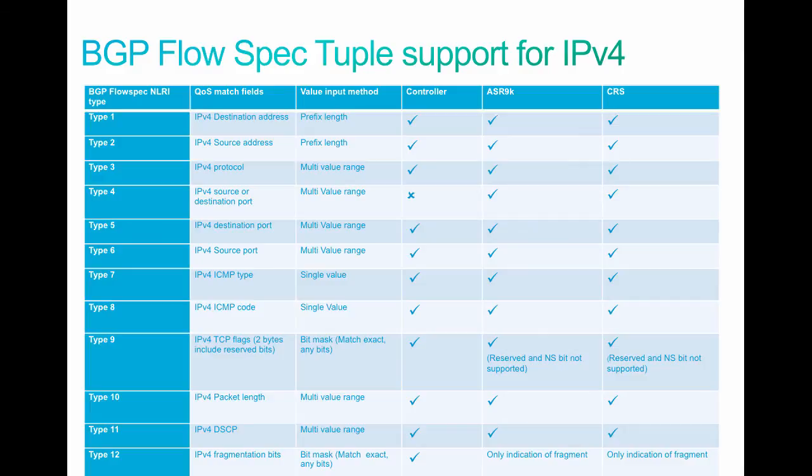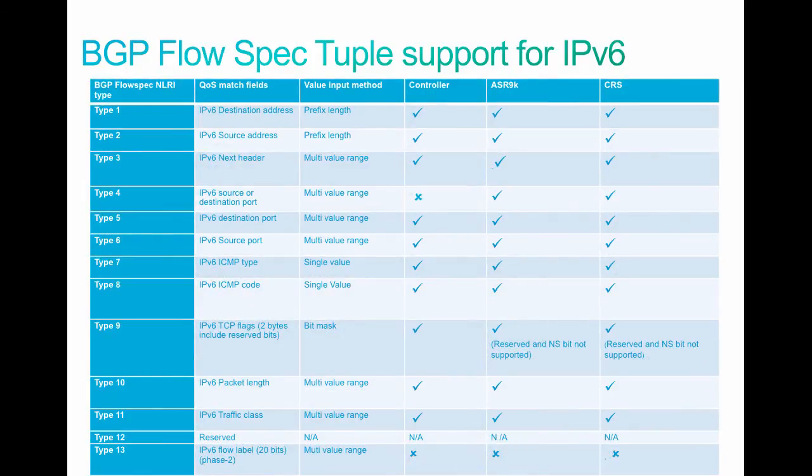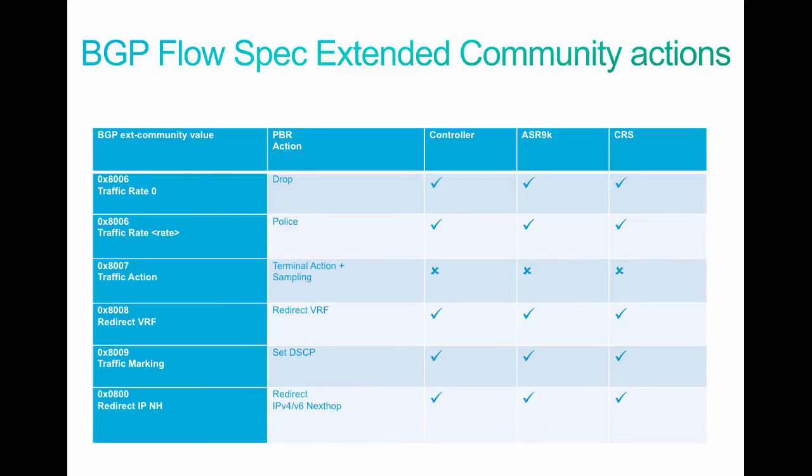Following is the BGP Flow Spec tuple support for IPv4. As you can see, there are certain flow spec types for which a multi-value range is accepted. So, for example, an IPv4 source or destination port, or an IPv4 packet length, or the IPv4 protocol and the IPv4 DSCP values could be a multi-value range. This is the BGP Flow Spec tuple support for IPv6, which is quite similar to IPv4, except that there is no support for IPv6 flow label. Following are the BGP Flow Spec extended community actions. Once the traffic matches particular criteria that you have specified, certain PBR actions can be taken on the traffic. You could drop it, police it, redirect it to a particular VRF, set certain DSCP values, or alternately redirect it to a particular IPv4 or IPv6 next hop.